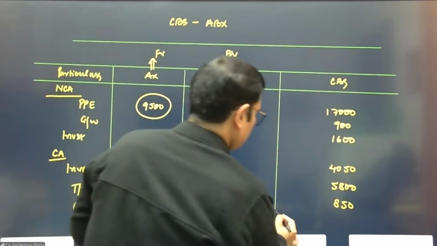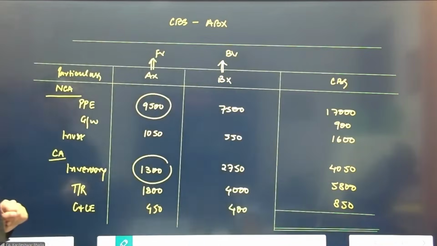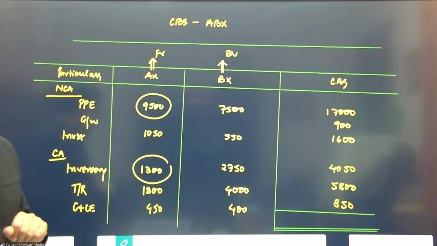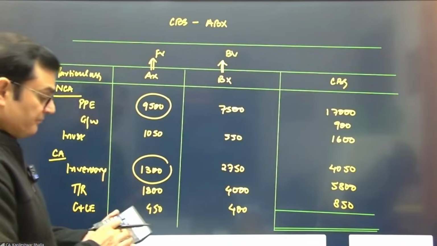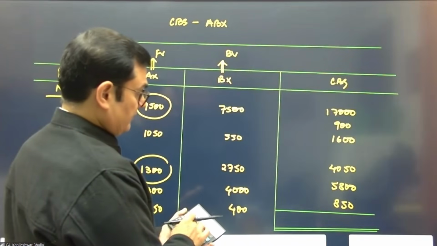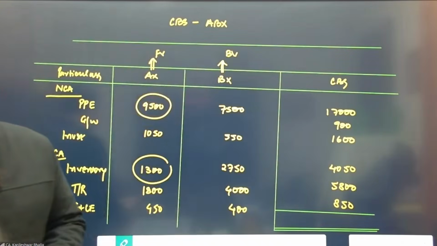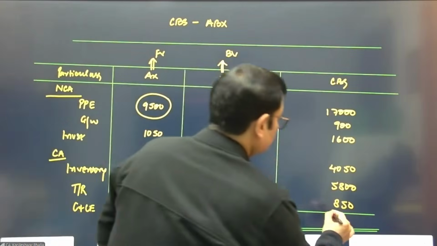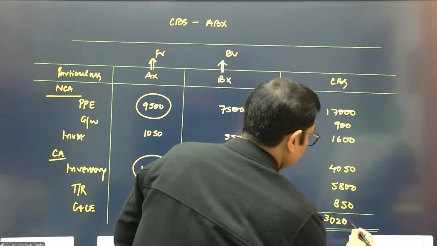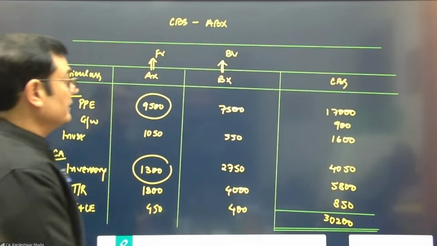I think that's it. This should give us the total of the balance sheet on the assets side, I guess. 17,900, 1,600. So I think this works out at 30,200 as the total asset side of the balance sheet. Great. Now let's consider the equity and the liability side as well.